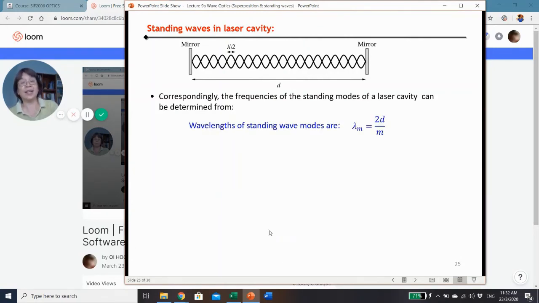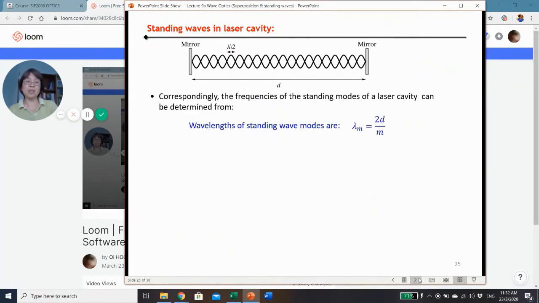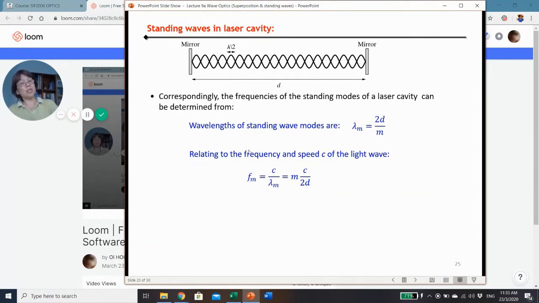We can then define that the frequencies of the standing modes in the laser cavity are determined in this form. The wavelengths of the standing modes are given by λm equals 2d over m. Relating this to frequency, which equals the speed of light divided by wavelength, we get mc over 2d. This gives us the frequency of the standing modes of a laser cavity. Now this is valid only for plane mirrors.